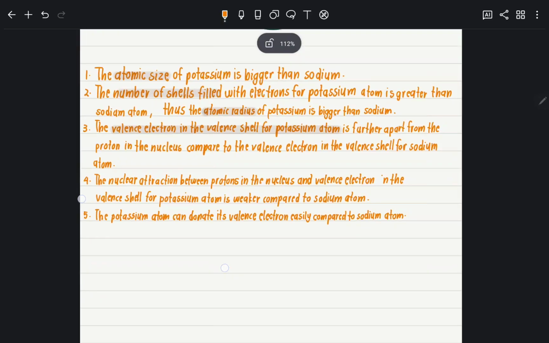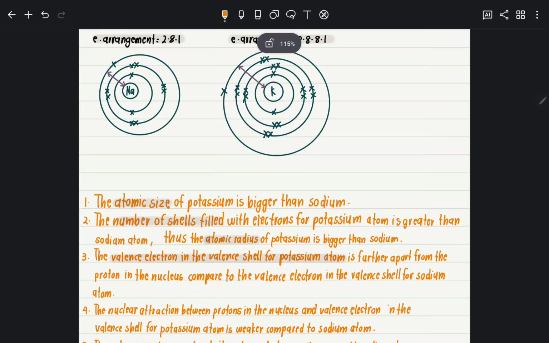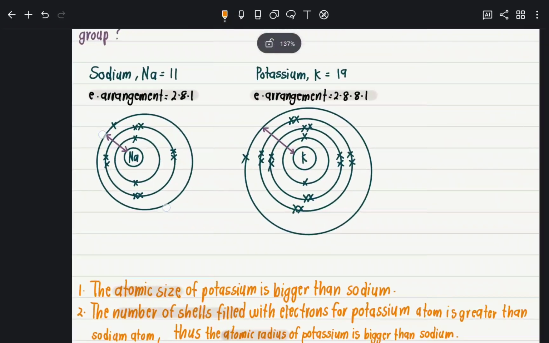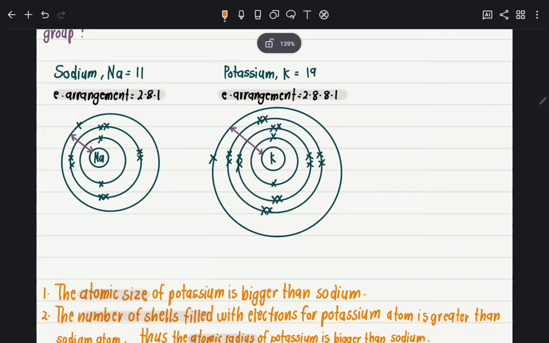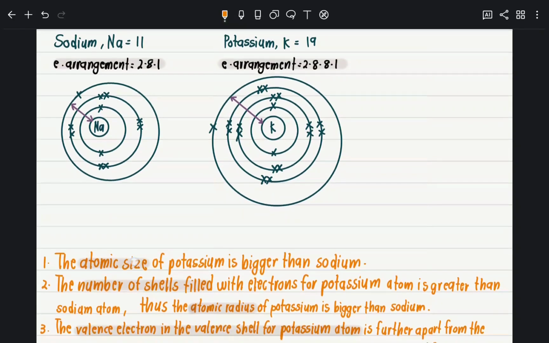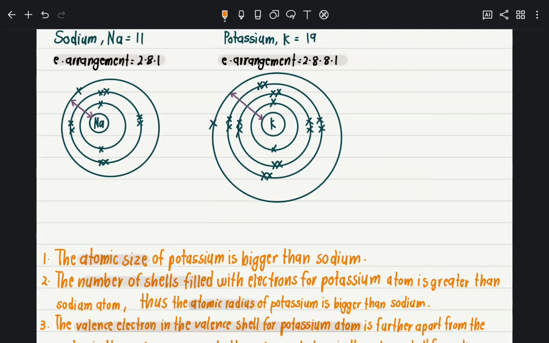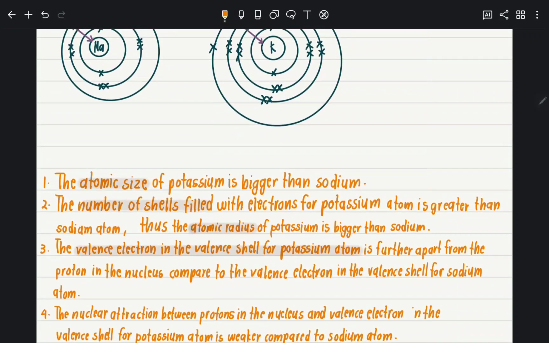Sebab nuclear attraction force for which one stronger? Remember that if your nuclear attraction force ni stronger, kiranya hard to donate electron for group 1. You dah kata dah atomic size potassium is bigger than sodium. Betul, you dah kata dah. So when the atomic size is bigger, atomic radius for potassium is bigger than sodium juga, tu pun betul. Okay, after that then you talk about the valence electron. So you can see the valence electrons located in the valence shell. So the valence electron in the valence shell for potassium is further apart from the protons in the nucleus compared to the sodium. Okay, that's how I answer you. Memang I know the third sentence a bit confusing lah.